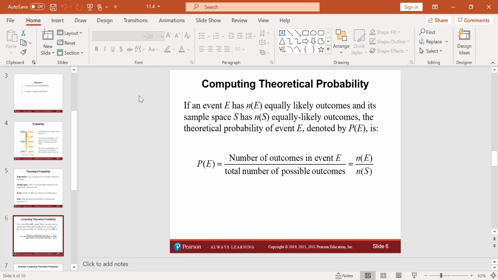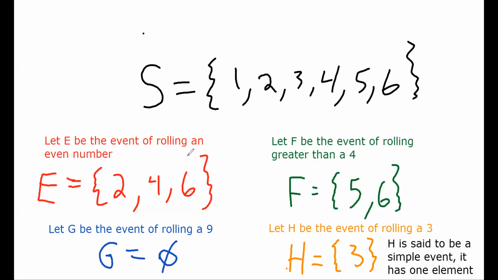Ultimately, what we're building toward is something called theoretical probability. In theoretical probability, we assume that every outcome of the sample space is equally likely, every individual outcome. But each event is not equally likely to happen as some other event. For instance, the event of rolling an even number, a 2, 4, or a 6. You're more likely to roll an even number than you are to roll a number that's strictly greater than 4, because there's 3 elements in this set, and there's only 2 elements in this set.